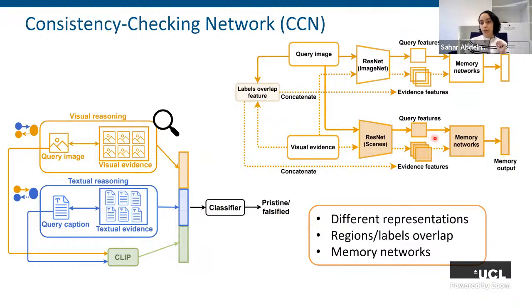And also, as I said, utilizing memory networks allows us to have some sort of attention signal that we can later use as an inspectability method. So those were the takeaways of the visual reasoning.